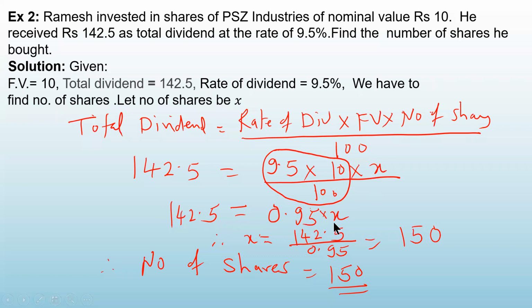When you solve this equation for x, this term has to go to the other side, so it will divide. So 142.5 divided by 0.95 will give you 150. So you get the value of x as 150. x was the number of shares, so number of shares is equal to 150. I hope you have understood this. Let us go to the next one.